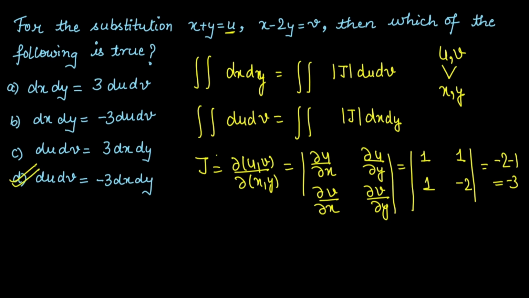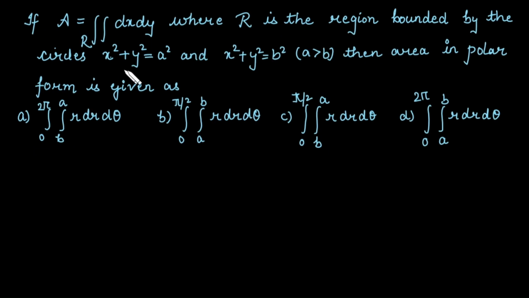Yes. Next question is, if A is equal to this, where R is a region bounded by these two circles, then the area in polar form is given by what? Now in this case, function is 1, dx dy gets converted as r dr d theta because we are using polar coordinates, और Jacobian उस केस में क्या है? r. So that is also available in each and every option.